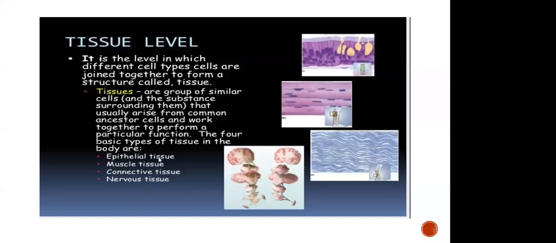First one, epithelial tissue. Epi means outer, thelial means tissue or a layer. So epi means outer, thelial means layer. These particular tissues, especially in animals, epithelial tissues are present on the outer surface of the organs. Every organ's outer surface is bounded with epithelial tissue.